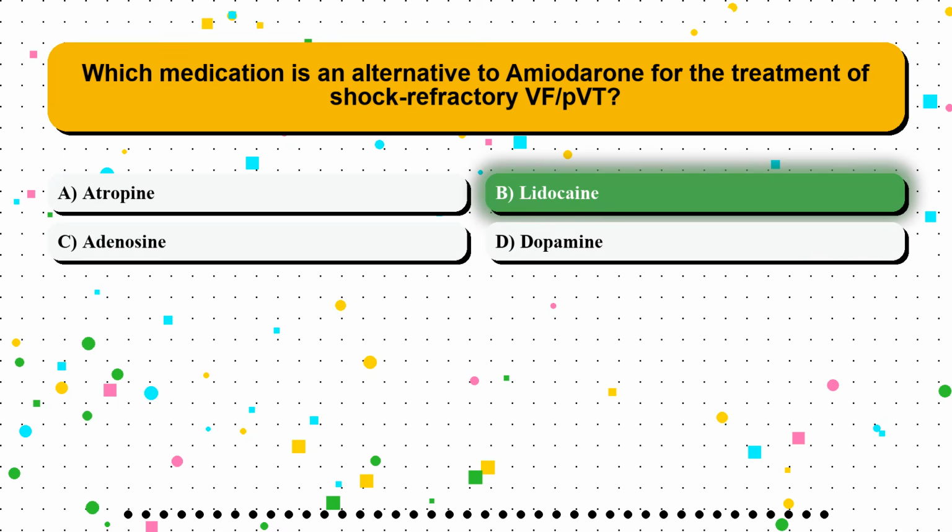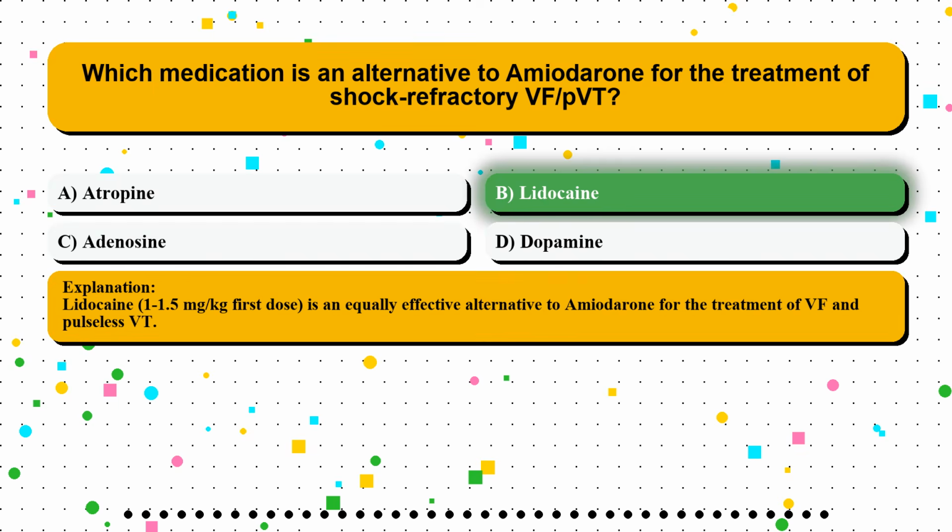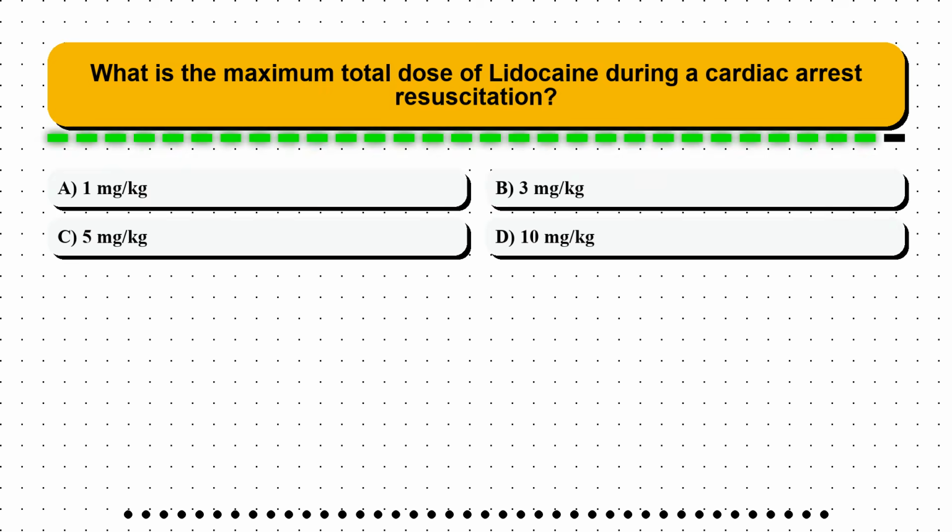The correct answer is option B, lidocaine. Lidocaine, 1 to 1.5 mg/kg first dose, is an equally effective alternative to amiodarone for the treatment of VF and pulseless VT. Question 11. What is the maximum total dose of lidocaine during a cardiac arrest resuscitation?